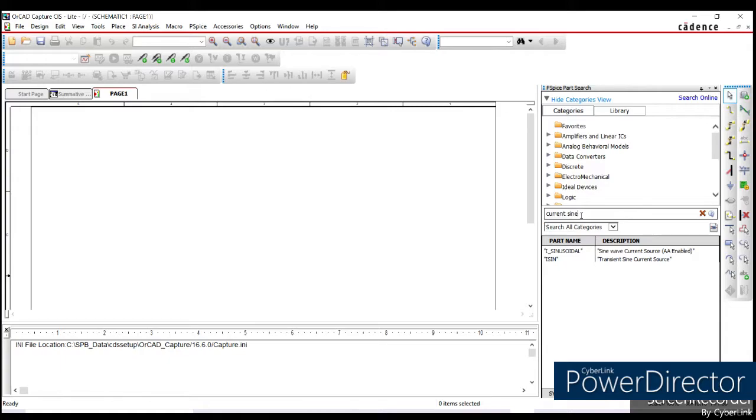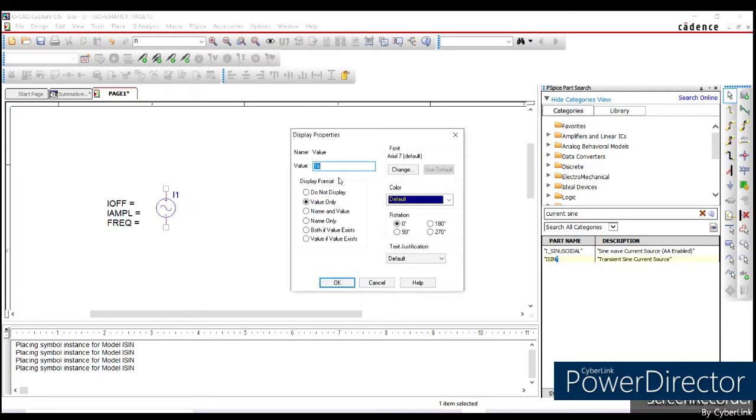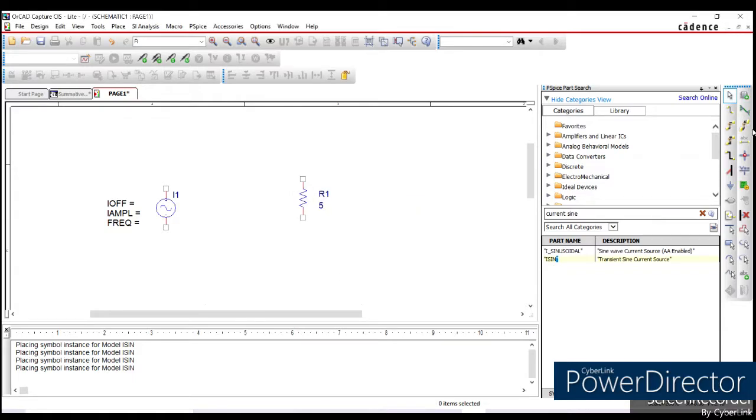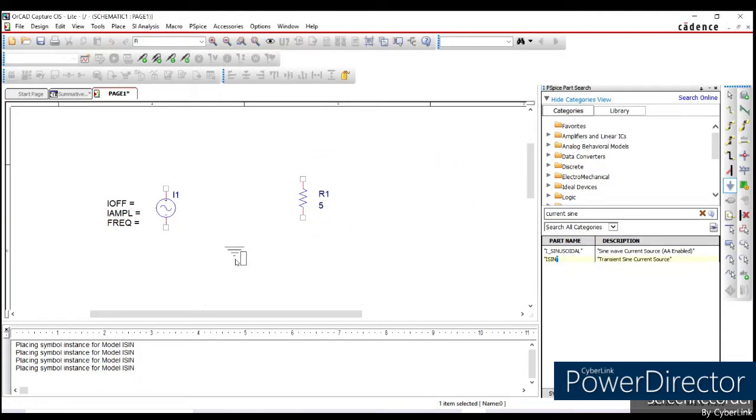Let's search here for current sin. We will be choosing between the two, which is a sine wave or a transient sin. We will be choosing the transient sin current source to satisfy our circuit requirements, which is to provide an AC current source connected to a 5 ohm resistor connected to ground. So the value of our resistor is 5 ohms. And let's not forget our grounding. Let's put the 0 component on our circuit. Please take note that this should be 0 so that the circuit has proper grounding.